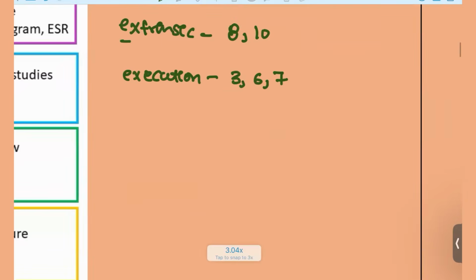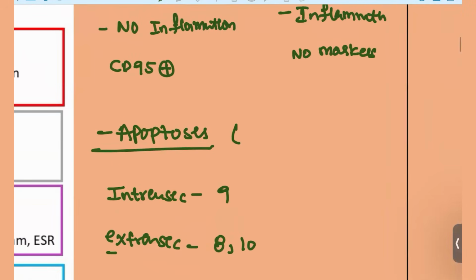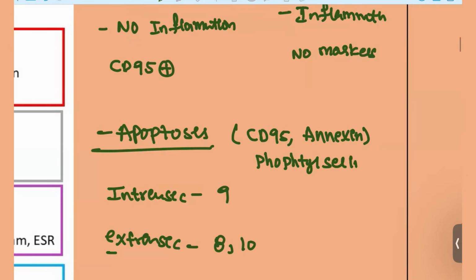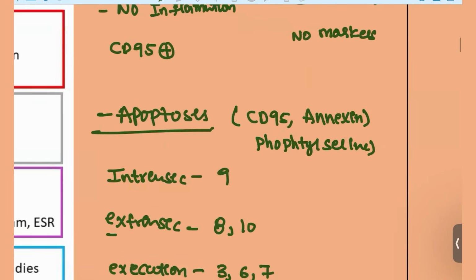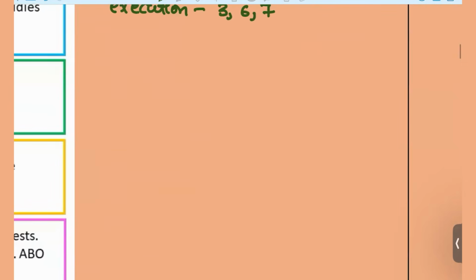Next, what is the other thing that you have to remember? Apoptosis markers are CD95 and annexin, and after that phosphatidylserine also plays a major role in apoptosis marking, right? These are the things that you have to remember.